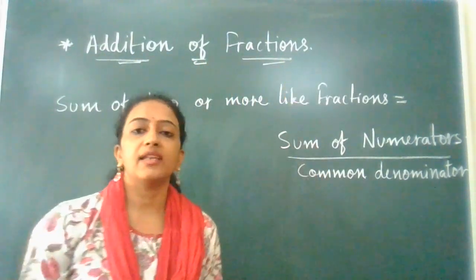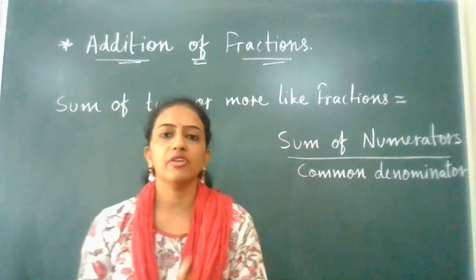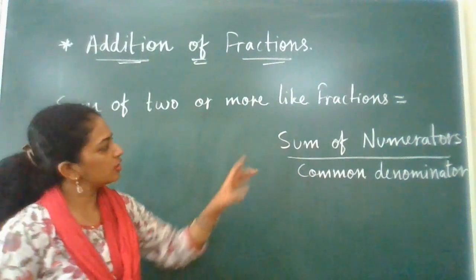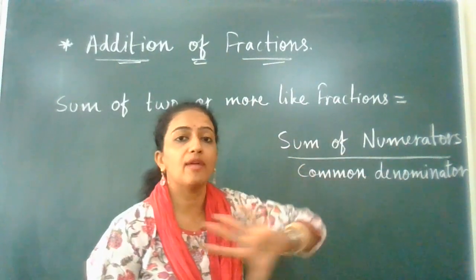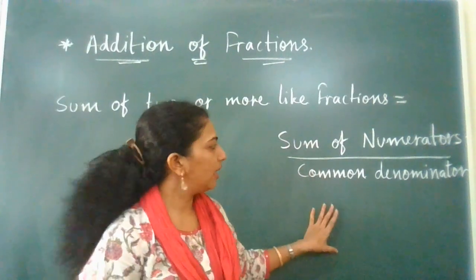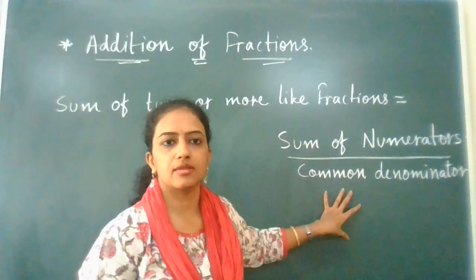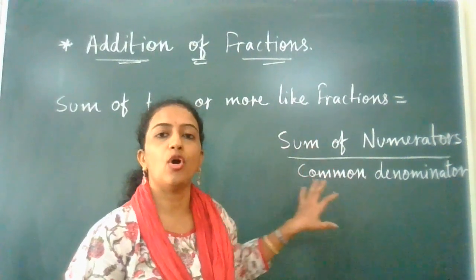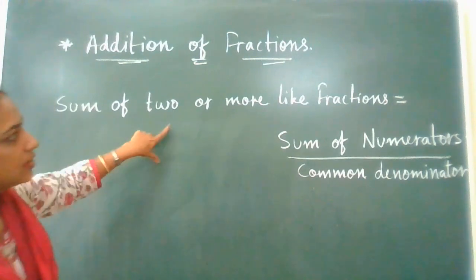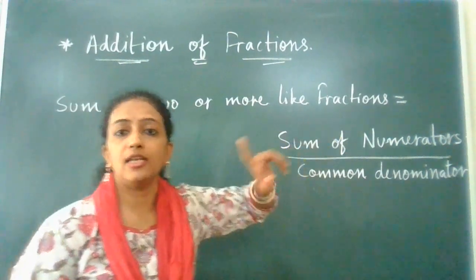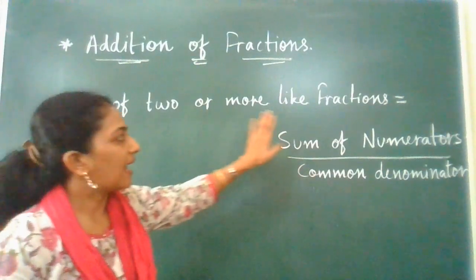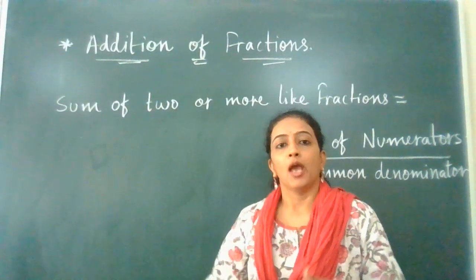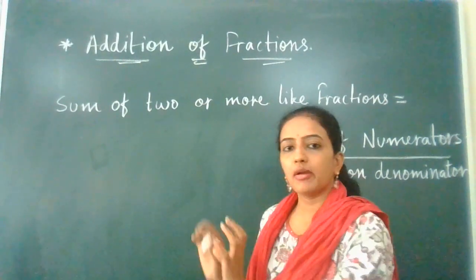If you remember, in a previous video I told you that when you do addition of fractions, you just have to add the numerators. You don't have to add the denominators. The denominator is common, so it will remain as it is. So let's see how to follow this formula in the addition of like fractions. We are talking about the sum of like fractions. If we are doing addition of two like fractions, or more than two like fractions, the rule will remain the same.